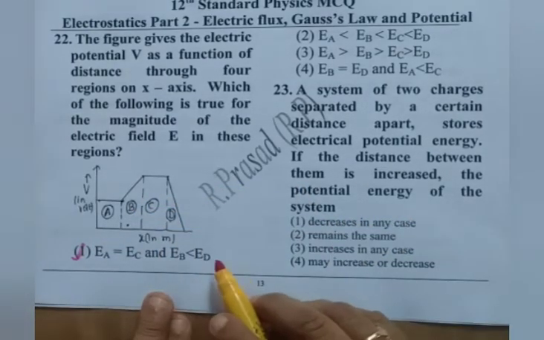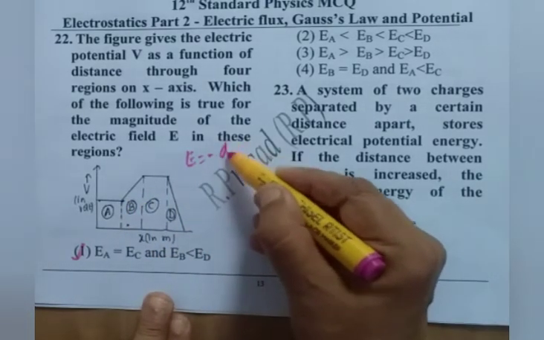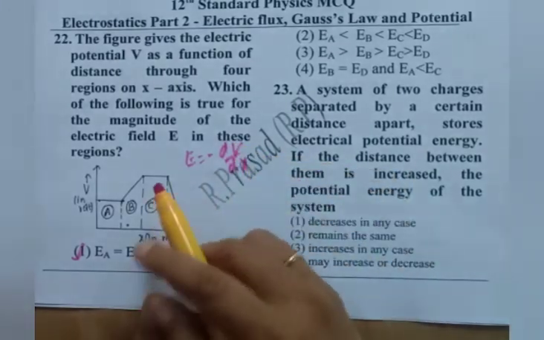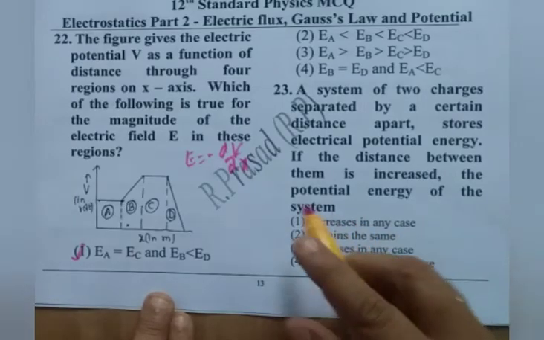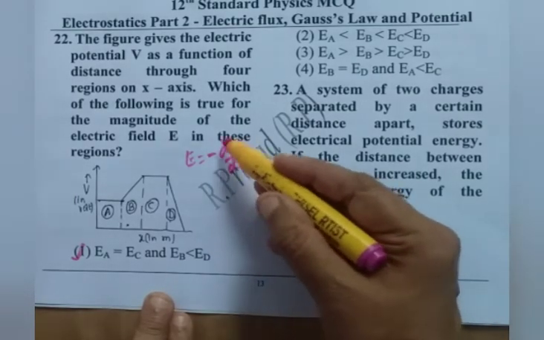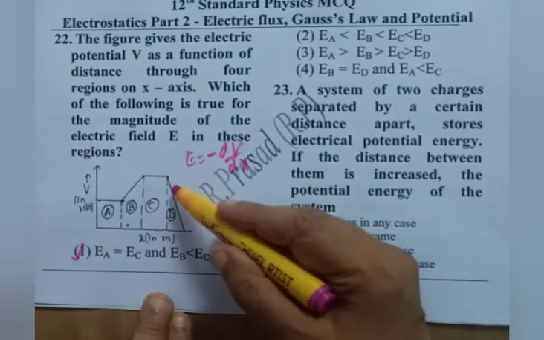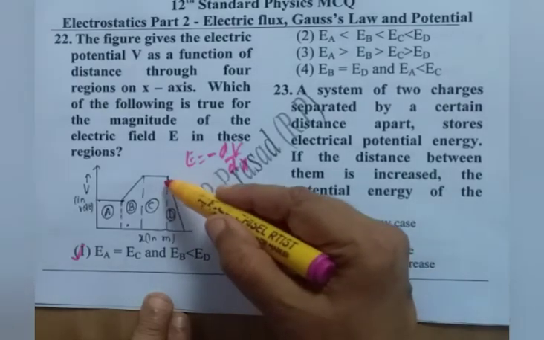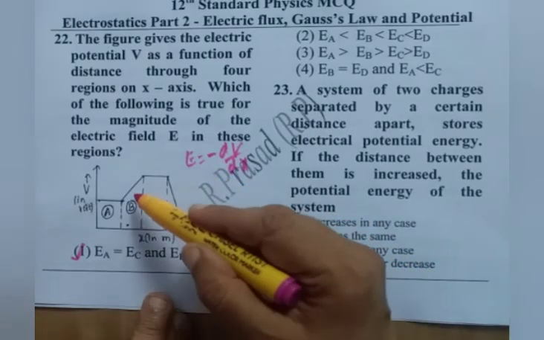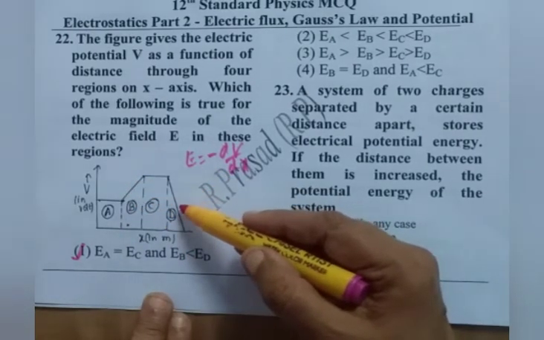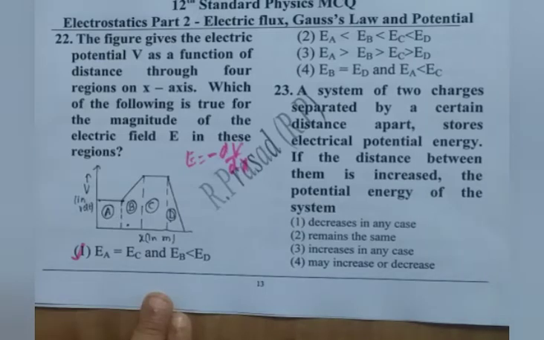But we can think of EB less than ED. How is it possible? Say we know E equals minus dV by dx. This line in the region B is having positive slope, therefore dV by dx is positive, therefore overall E is negative. On the D region, this line is having negative slope, overall E is positive. So in the region B, E is negative, in the region D, E is positive. That means directions are opposite, therefore option 1 is right.